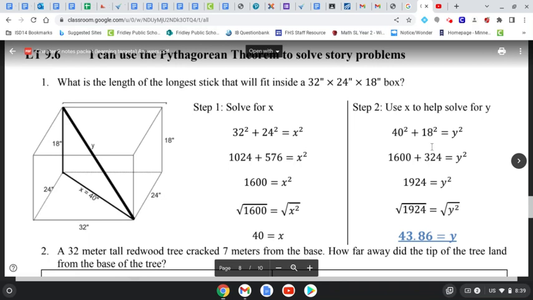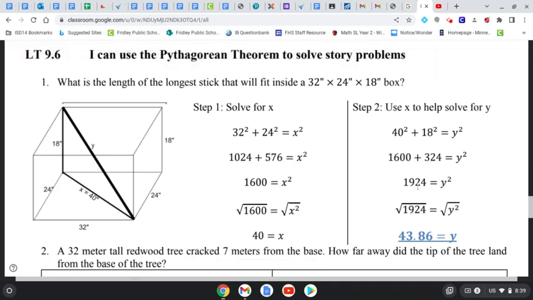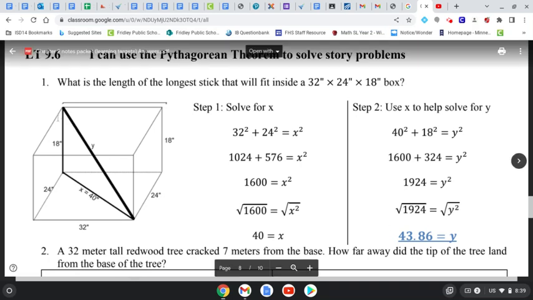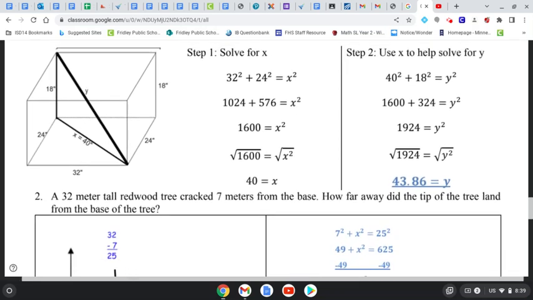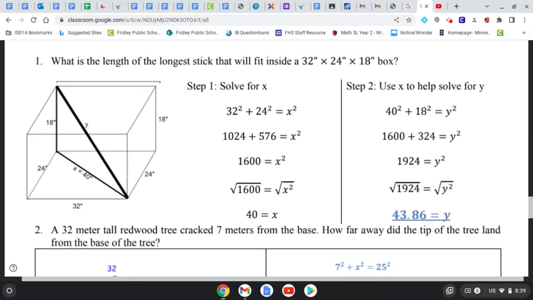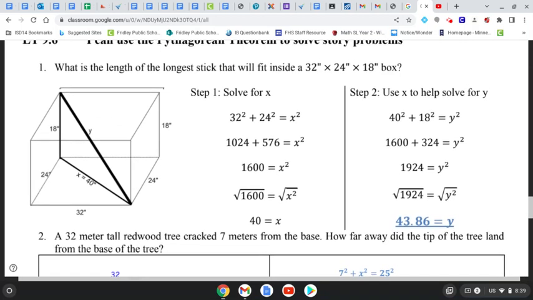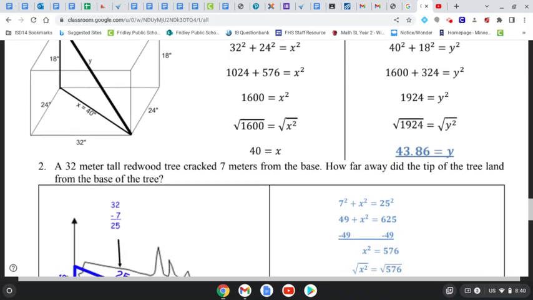And we'll go ahead and square those, add them together. And then we go ahead and square root both sides. And we get 43.86. So it's slightly bigger than the 40, just about 4 inches bigger. So 43.86 is that maximum diagonal, the biggest stick we could fit in the box. So go ahead, pause that video so students can write that down and ask questions.